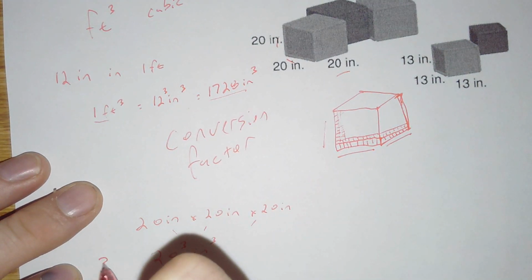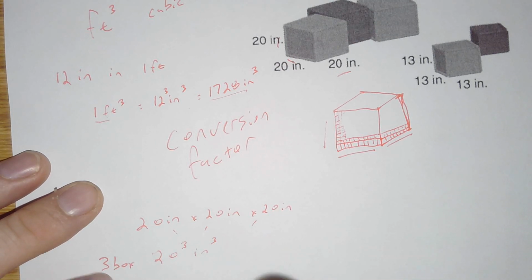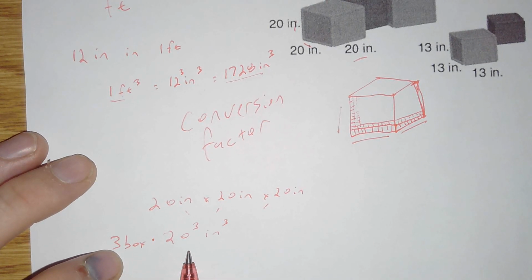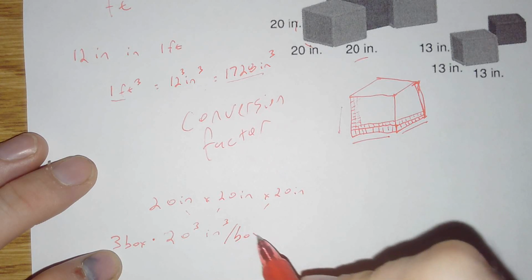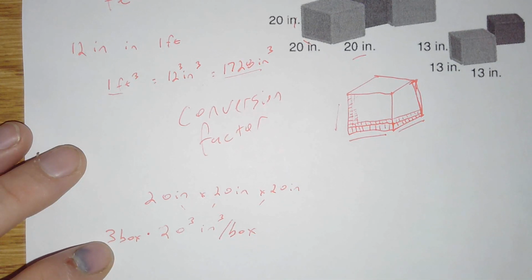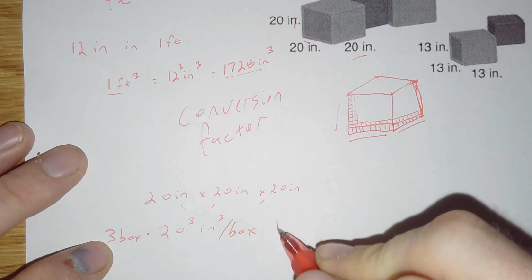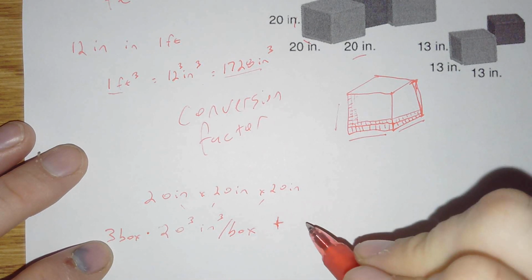We have 3 boxes. And so we have 3 times that. We have 3 boxes that are 20 inches cubed per box. Okay? So that's what we got going on right there. And then we have 2 boxes. Those are 3 of the boxes, and we have 2 boxes.